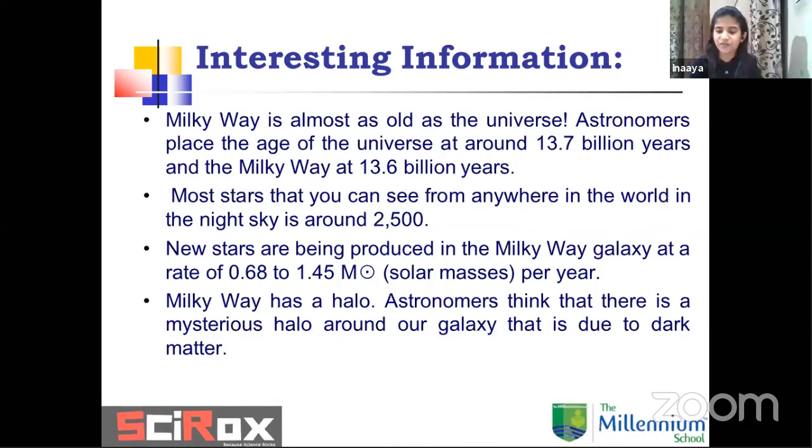Some more interesting information: the Milky Way is almost as old as the universe. Astronomers place the age of the universe at around 13.7 billion years and the Milky Way at 13.6 billion years. The number of stars that you can see from anywhere in the world in the night sky is around 2500. New stars are being produced in the Milky Way galaxy at a rate of 0.68 to 1.45 solar masses per year. The Milky Way has a halo.